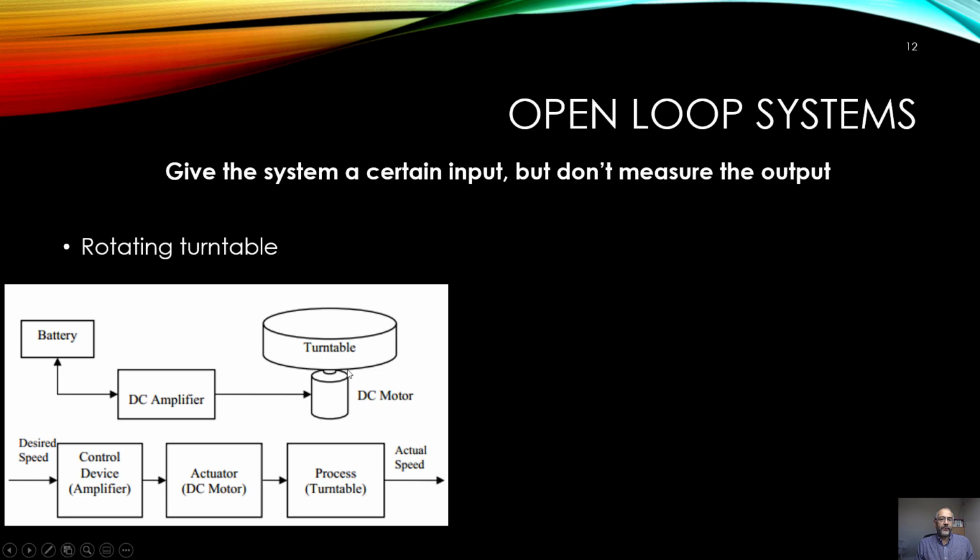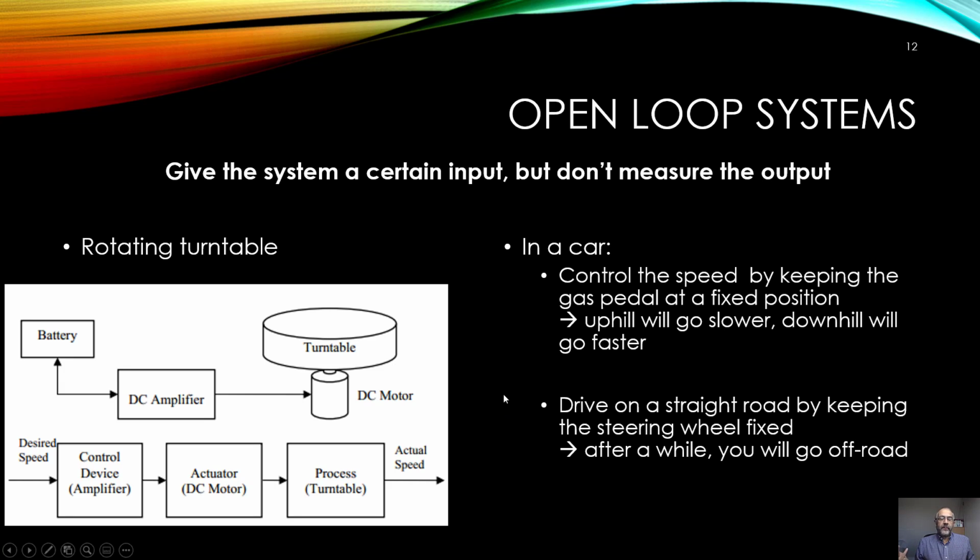So that's the example of a turntable, more abstract. You have a desired speed, you have an amplifier that then calculates what the input should be. Then we have that input given to the motor, and the motor controls the turntable and gives it a certain speed.